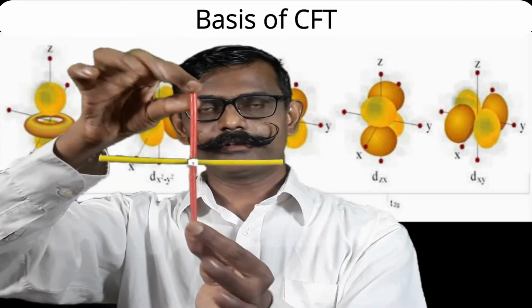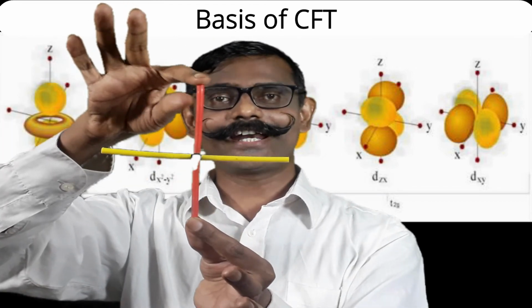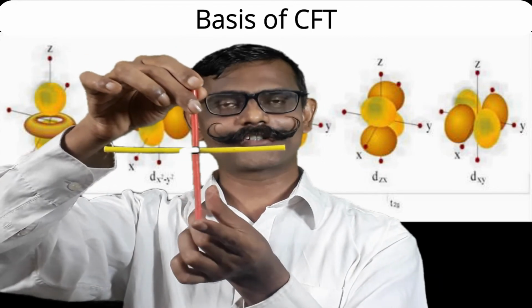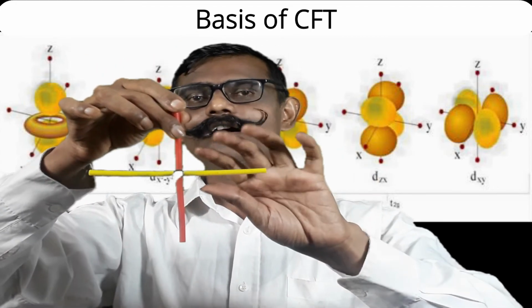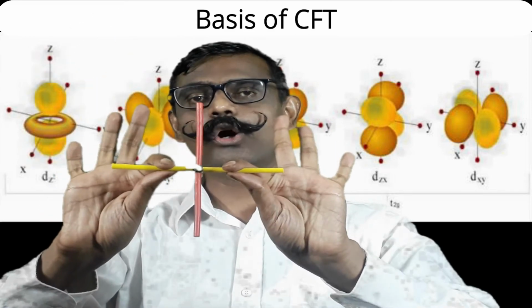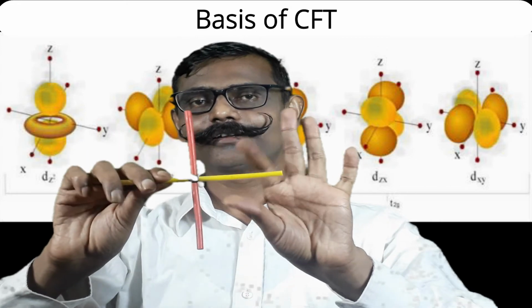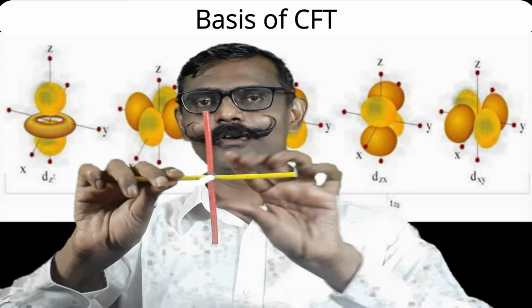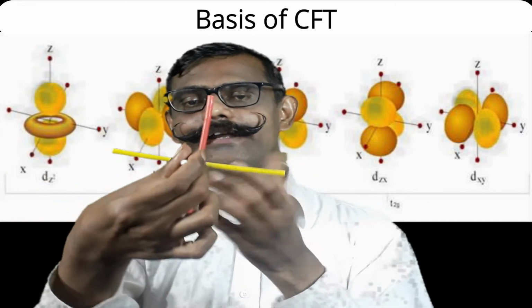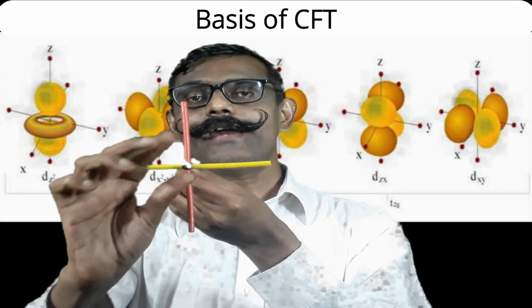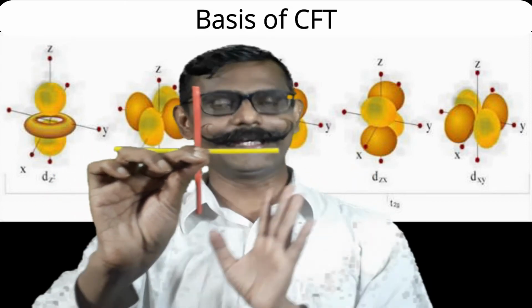Let us consider the red bonds as the z-axis, positive z and negative z direction. Towards your right and left is the x-axis, the yellow color. Positive direction, negative direction. Towards your side and my side is the y-axis. Positive direction of y and negative direction of y.